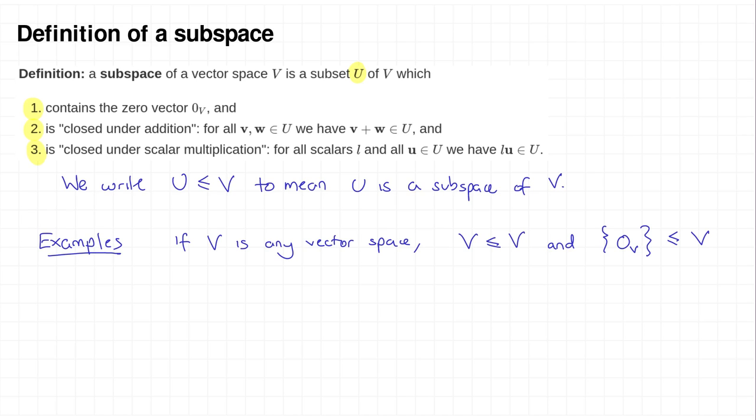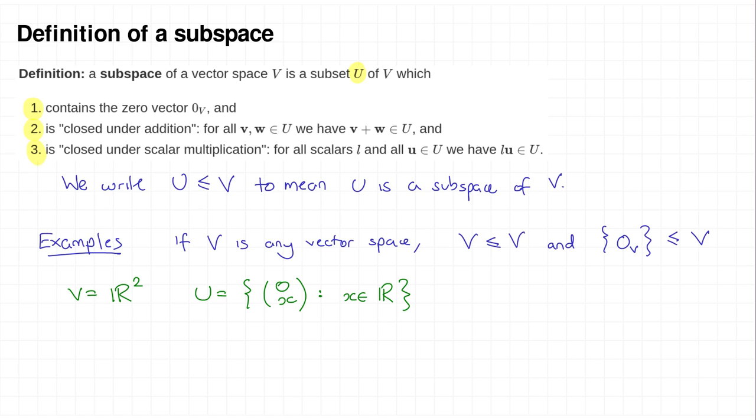Let's now look at a slightly more interesting example. So let's take V to be the real vector space R squared, the space of all height 2 column vectors with real number entries. And let's let U be the set of all vectors whose first entry is 0. So that's certainly a subset of V, and I claim that it's also a subspace.